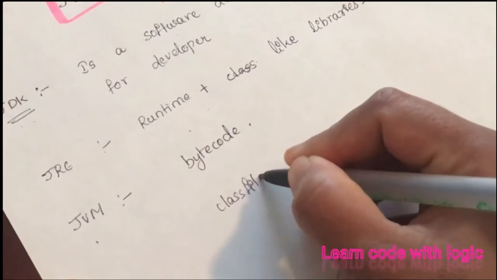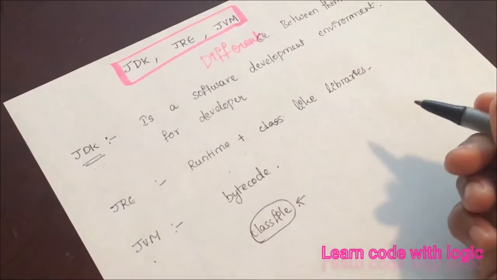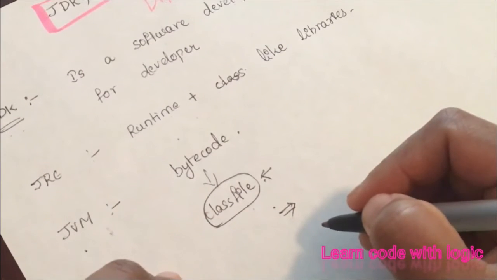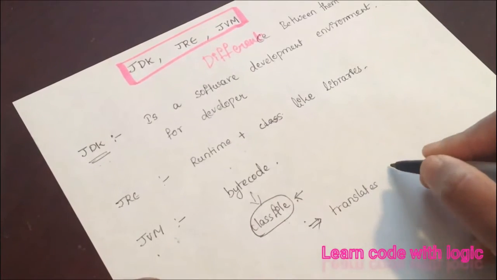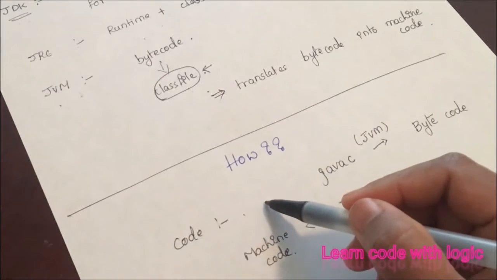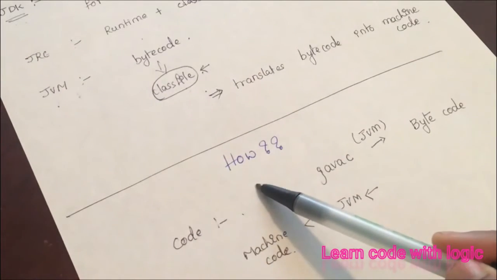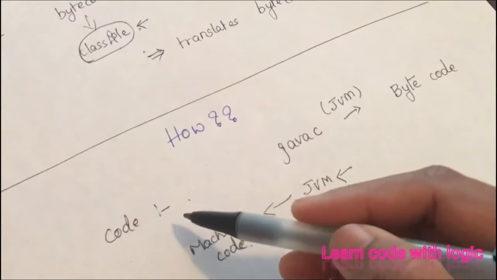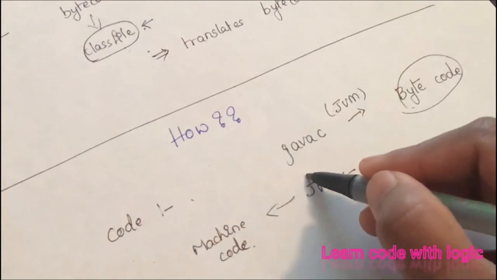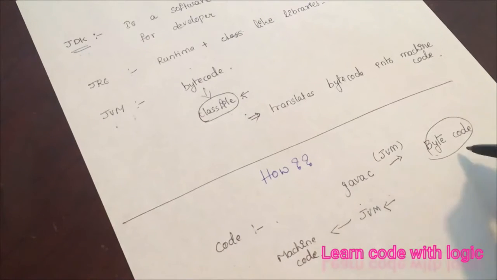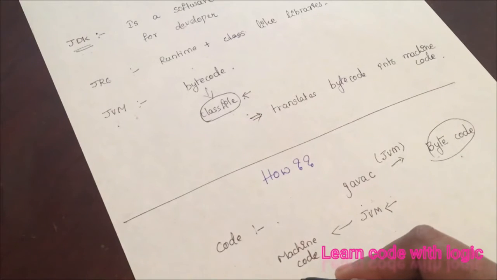So the machine understands the bytecode for execution, not the source code. Once the code is executed, then it translates the bytecode into native code. To understand better about all these terminologies, we should know how the code is executed first. After writing the code, the code is converted into bytecode. Javac is a tool. This converts the source code into bytecode. After execution, again JVM converts the bytecode into the machine code.